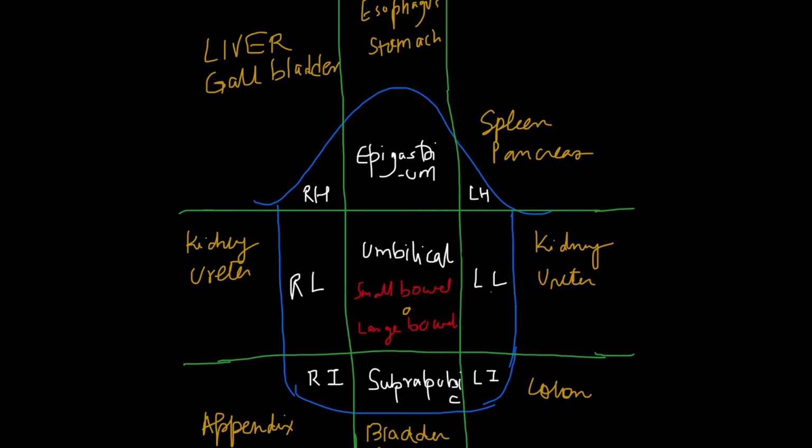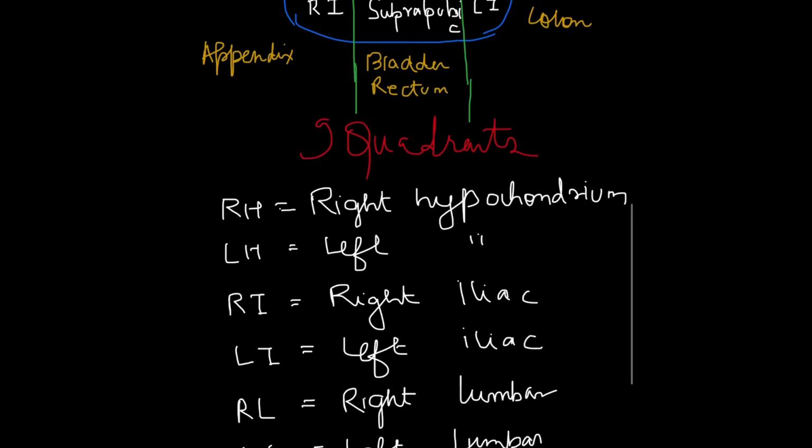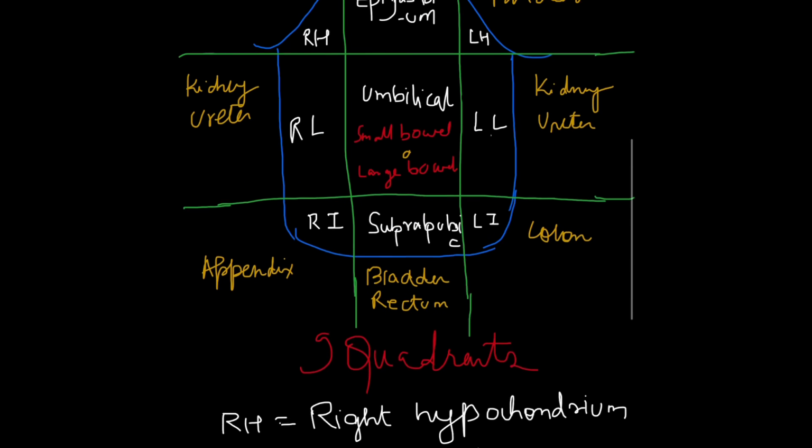Upper middle quadrant is epigastrium. Right lumbar and left lumbar for middle right and left quadrants, and umbilical region for the middle quadrant. Now right iliac and left iliac for the lower right and left quadrants, and suprapubic region for the middle quadrant. In this diagram, RH and LH are right and left hypochondrium, RL and LL are right and left lumbar, and RI and LI is right and left iliac region.